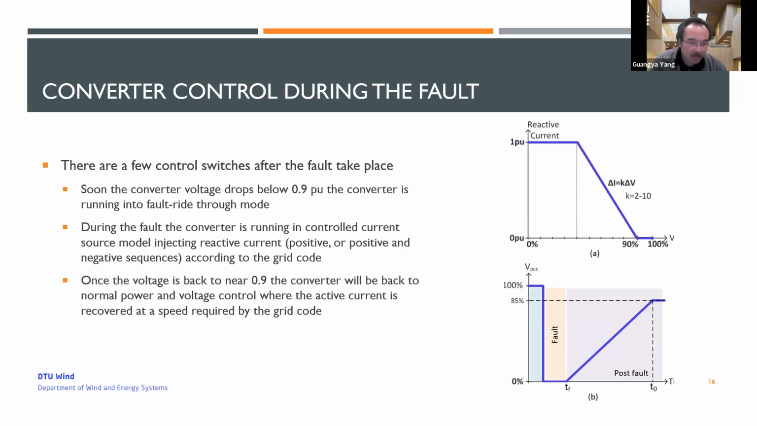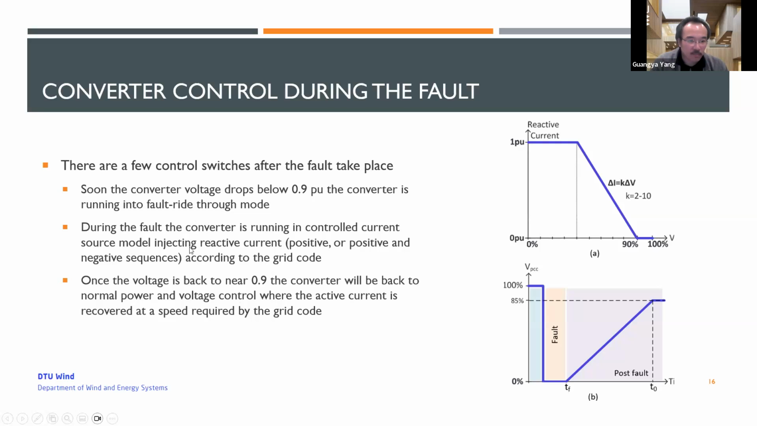When the converter goes back to that mode, because during fault ride-through the reactive current is prioritized, the active current is typically quite low. After the fault ride-through, the control switches back to normal operation, and the active current needs to be ramped back to the previous setting. The grid code also requires how fast this ramp rate should be. So these are the control switches that could take place during the fault.